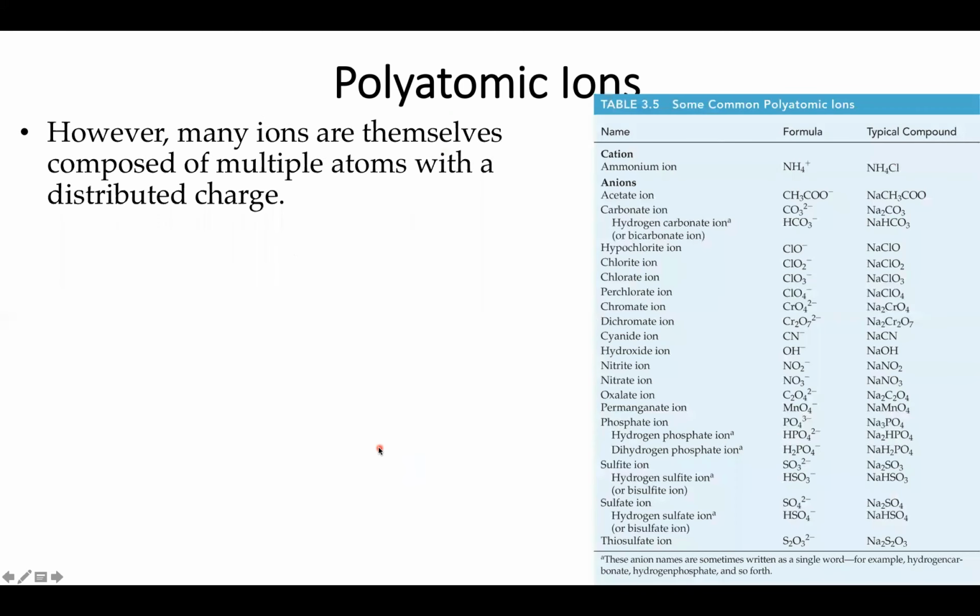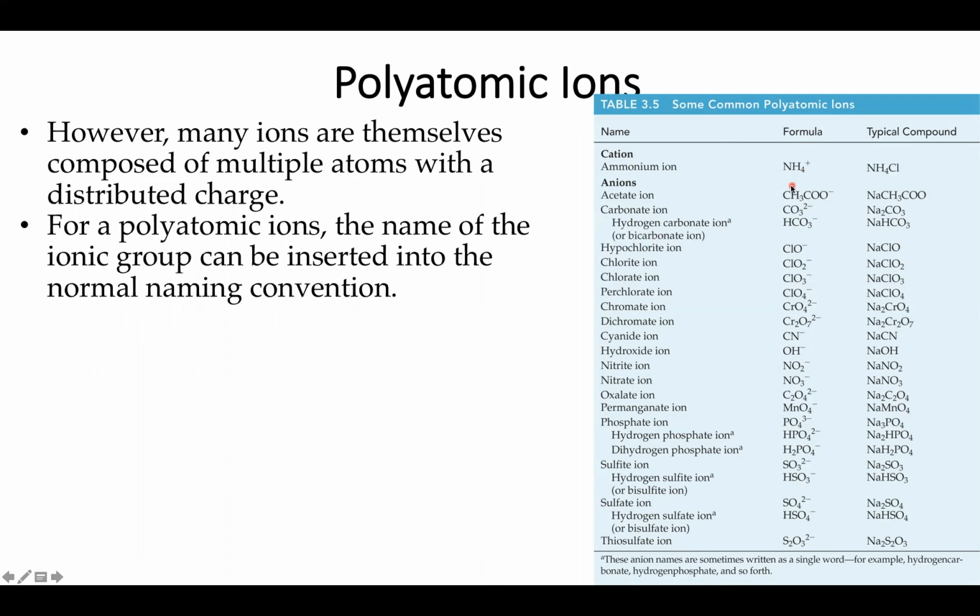Now let's take a look at some of these polyatomic ions, because as we saw just a little bit for mercury, it turns out a lot of ions may actually have multiple atoms present in the ion, and this means that the charge is overall distributed. One of the good examples here is the ammonium ion. You've probably seen plenty of ammonium compounds. And so you may have, say, ammonium sulfate. This is a common fertilizer.